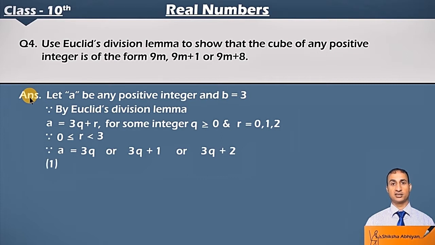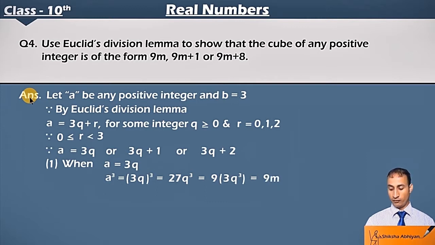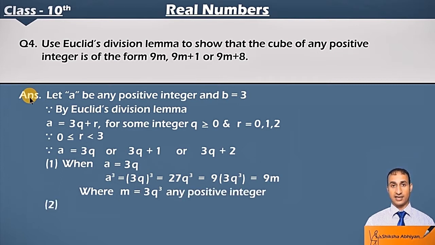So take first case, when a is equal to 3q. So a cube will be 3q whole cube, that is 27q cube. Student, from here if we take 9 common, that will become 9 bracket 3q cube. So that can be written as 9m, where m is equal to 3q cube, any positive integer.